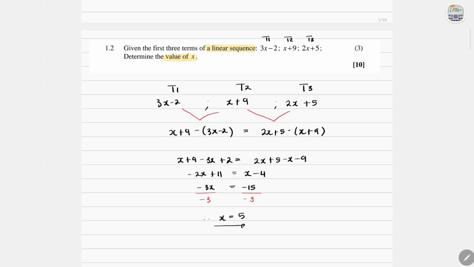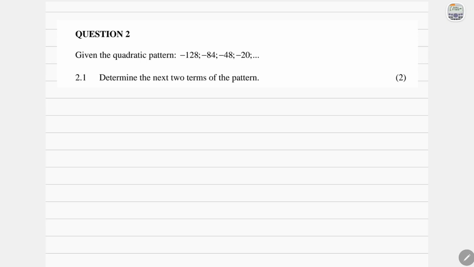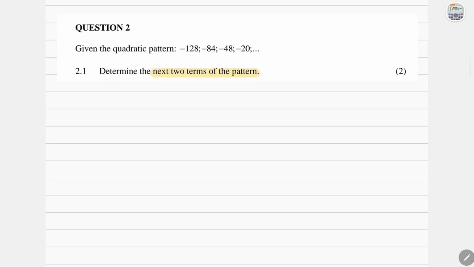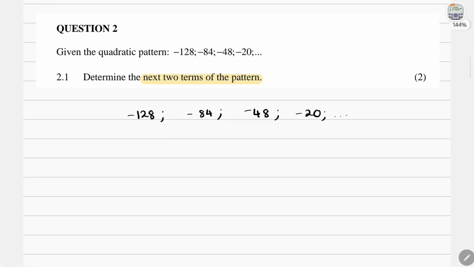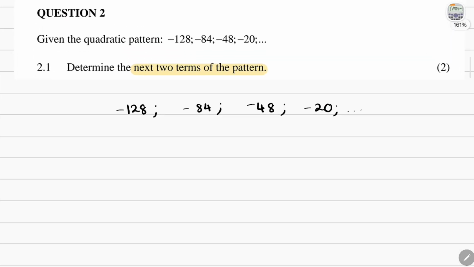And that is it for question 1. Question 2 says, given the quadratic pattern, and we have negative 128, negative 84, negative 48, and negative 20, determine the next 2 terms of the pattern. Okay, so to find the next 2 terms, this is a quadratic pattern, so you need to remember that. Unlike a linear pattern, it doesn't just have one constant difference, okay? It has a first difference and then a constant difference. So let's go ahead and find that first difference.